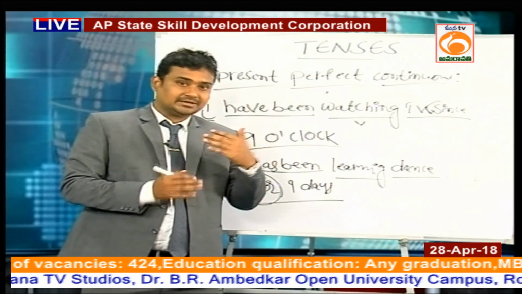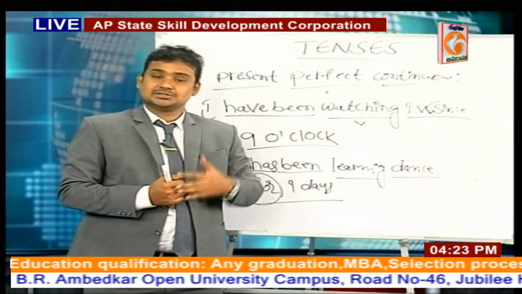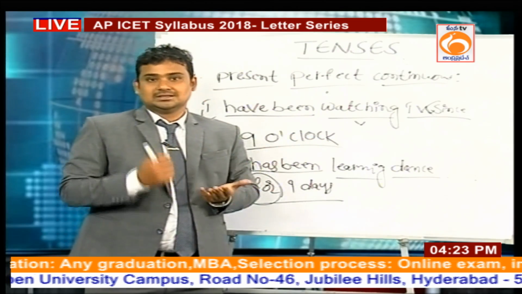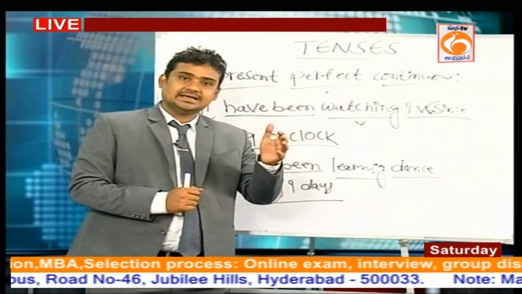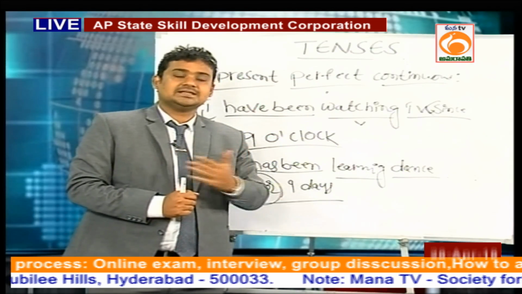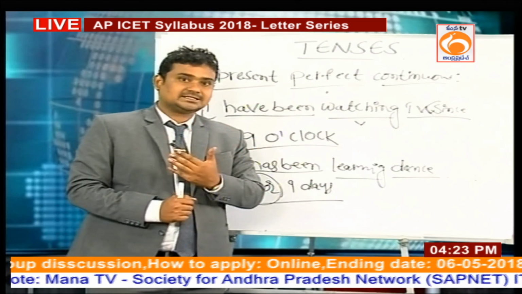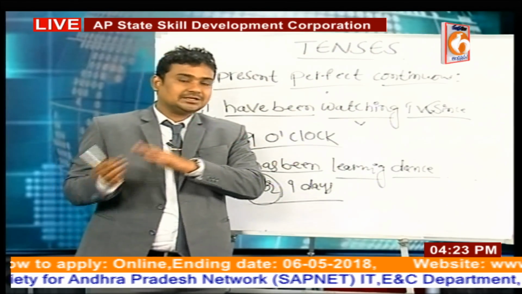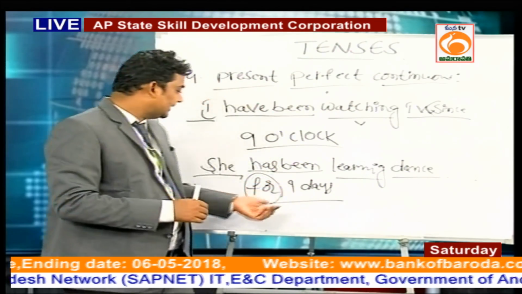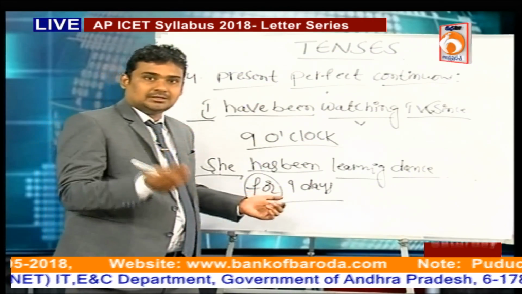So for example, 9 o'clock, before that we should use since. 10 o'clock also, we should use since, and since Sunday, since Monday, since January, since February, since 1999. Actually, since refers to past time, but the time is continuing up to the present. Next, for refers to a period of time.